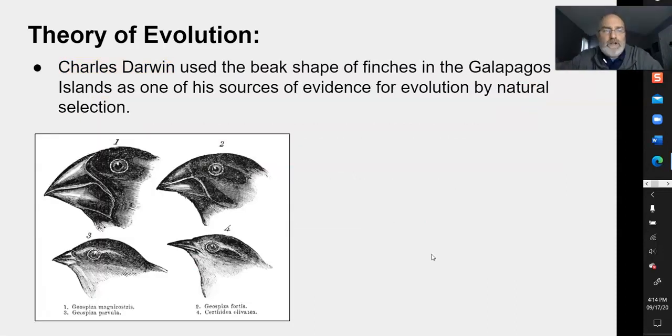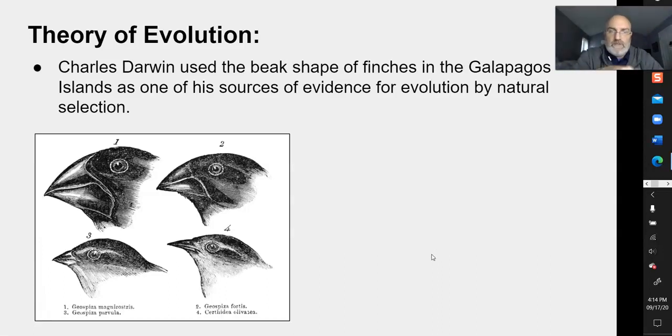Now, he came up with an argument in a really interesting place. There are a series of islands off the coast of Ecuador that are called the Galapagos Islands. And by the way, they're still there today. So if you're a scientist, maybe put that on your bucket list of places to visit. And what he noticed while he was visiting the Galapagos is that on different islands, there were the same kind of species of bird. They were called finches. And what was different about the finches, he noticed, was the shape of their beaks.